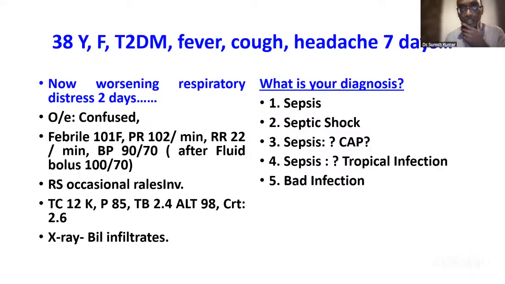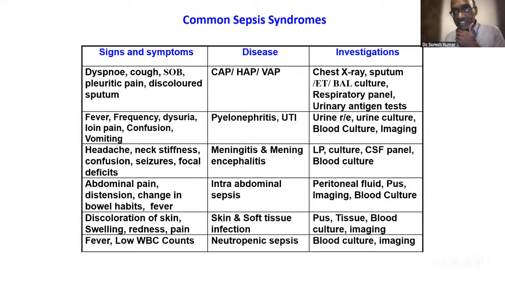So the PICO approach, you can apply to this case. And where is the infection? Rule in the syndromic diagnosis: fever, cough, shortness of breath, pneumonia; fever, altered mental status, seizures, meningitis. We need to think about these things in your practice.